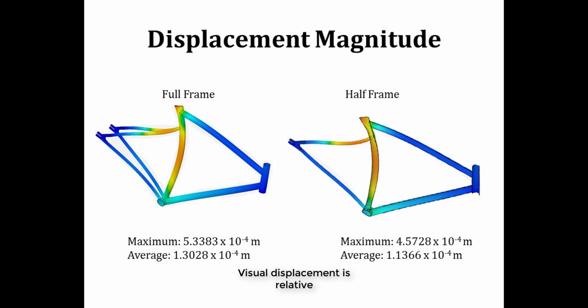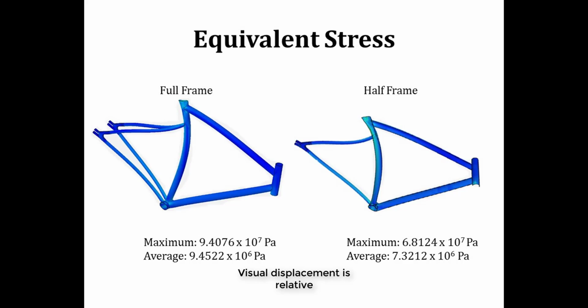This is a side-by-side comparison of the full bike and half the frame with half the force applied in order to understand whether the simulation holds if we simplified the structure. The data between the two versions are relatively consistent.